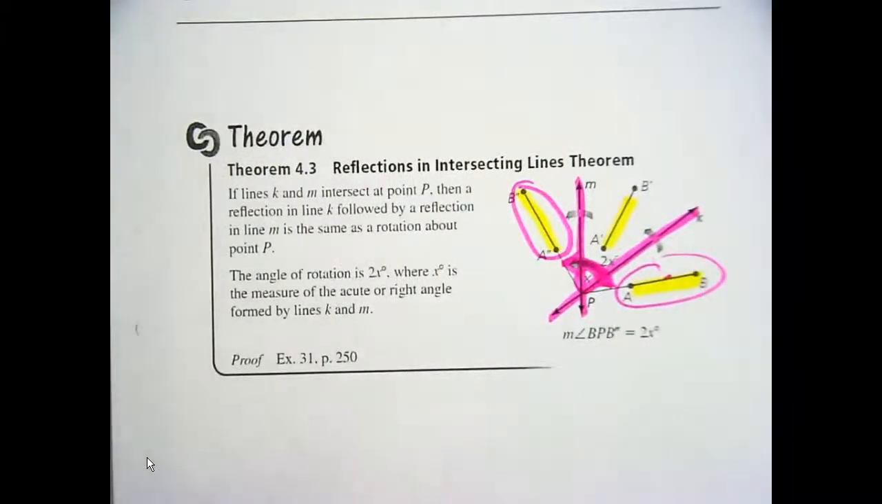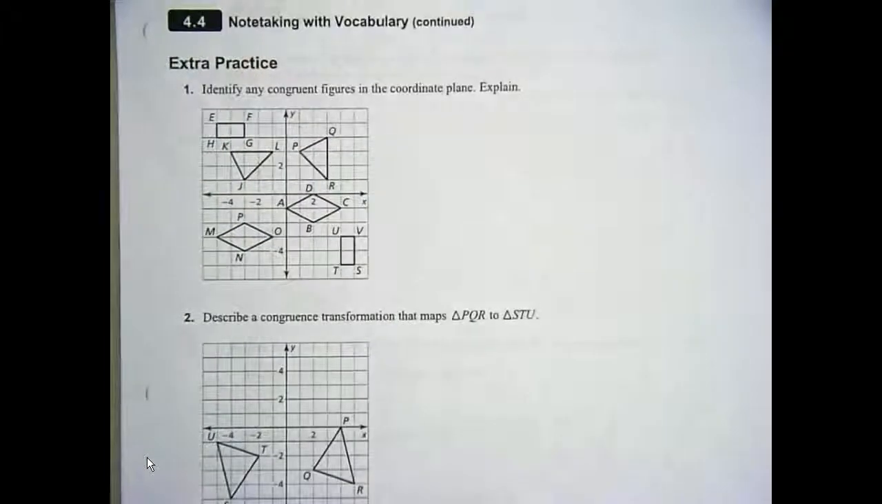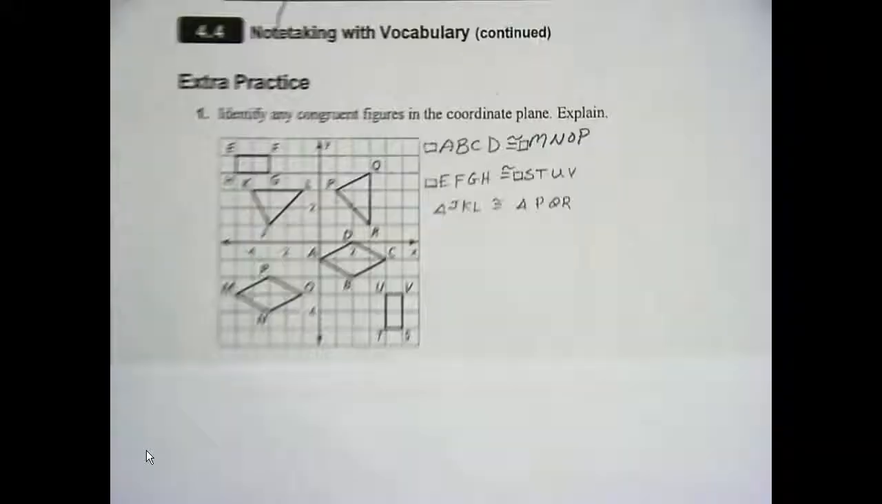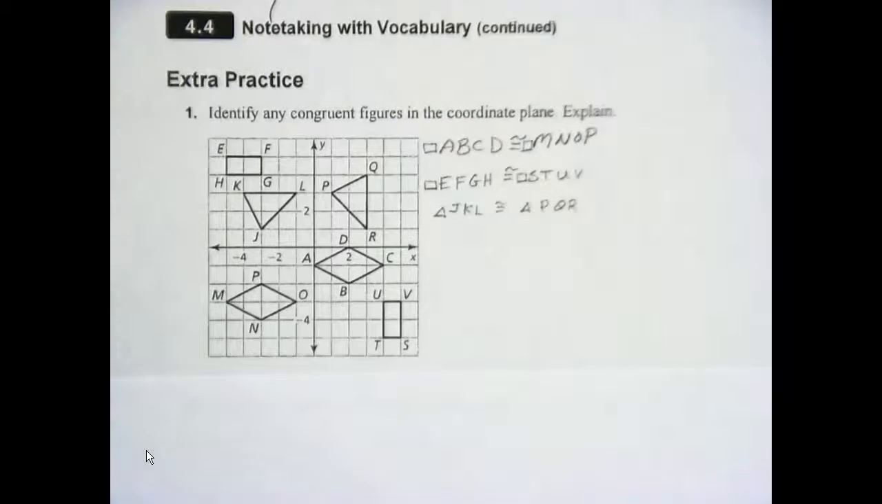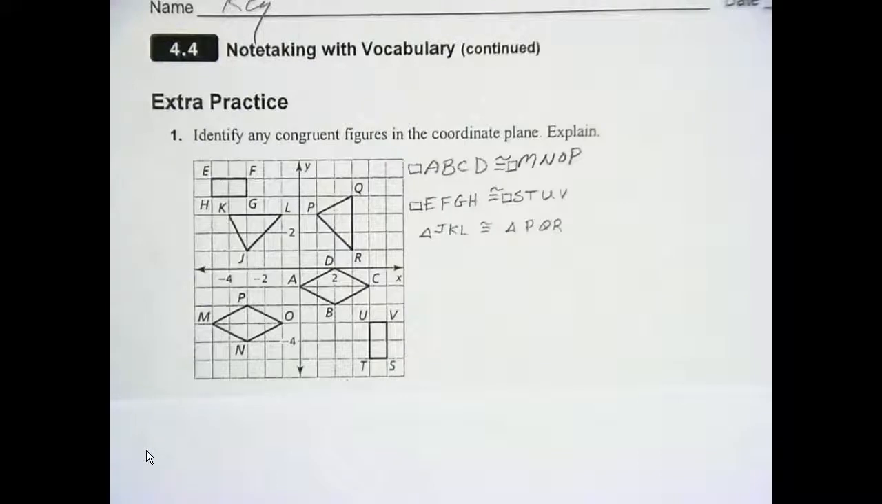All right. So, you guys were asked to complete your extra practice yesterday. Best you can. Numbers 1 and 2, I want you to compare your answers with your neighbors real quick. All right, let's see how you did on those. Identify all congruent figures in the coordinate plane. Okay, we have that ABCD is congruent to MNOP. We have EFGH congruent to STUV and JKL congruent to PQR.